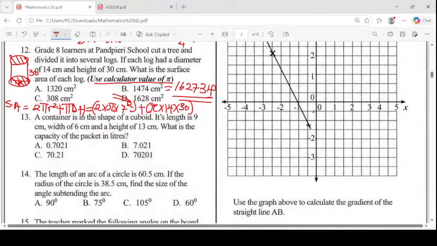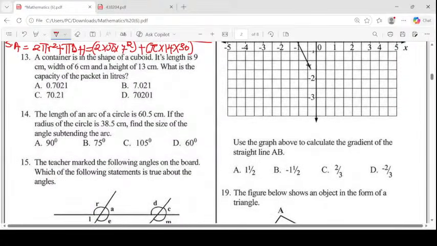Question number 13. A container is in the shape of a cuboid. Its length is 9 centimeters, width 6, and height 13. Find the capacity. First get the volume, which is usually length times width times height. So the length is 9, multiply the width of 6 by the height of 13. What do we get here?